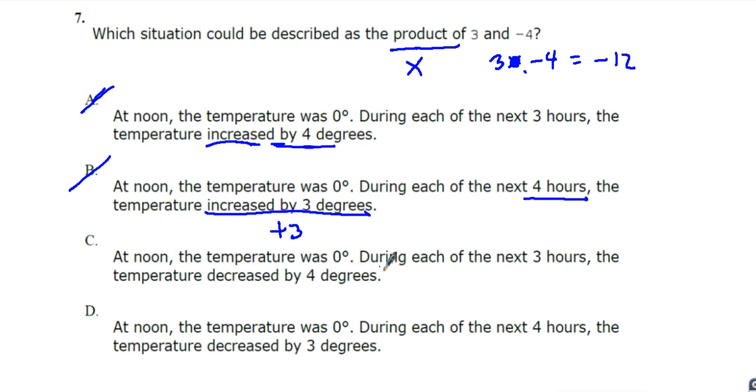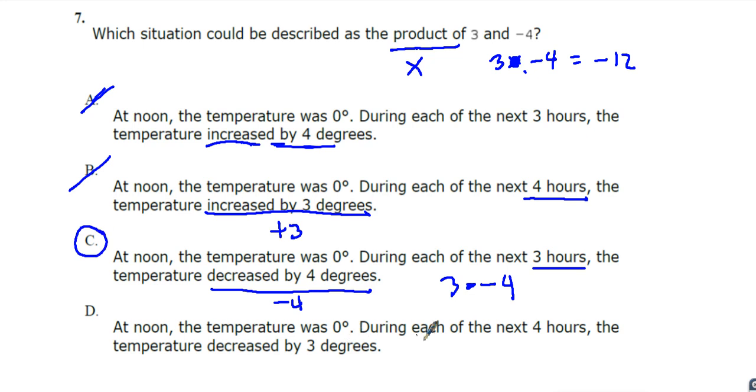At noon, the temperature was 0 degrees. During each of the next 3 hours, the temperature decreased by 4 degrees. Well, that makes sense. So you had three different hours where it decreased by 4. So that's -4 3 different times. So that indeed would be 3 times -4. So this one works. The product of 3 and -4.